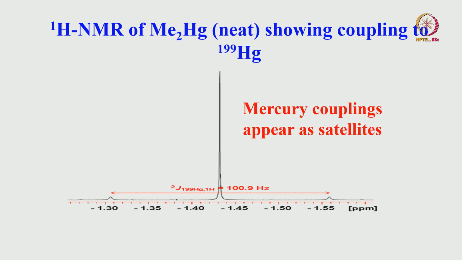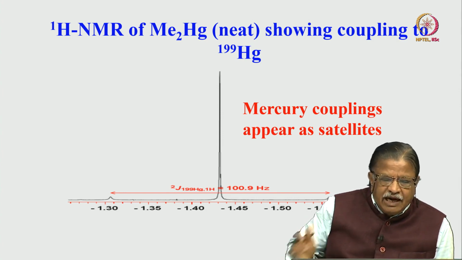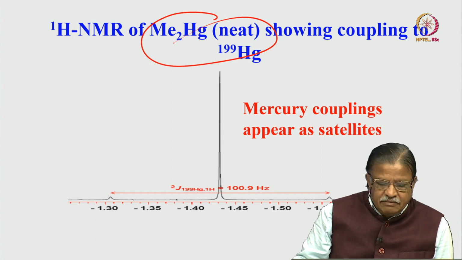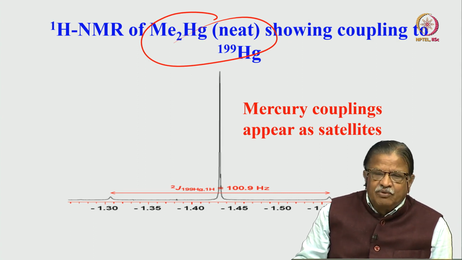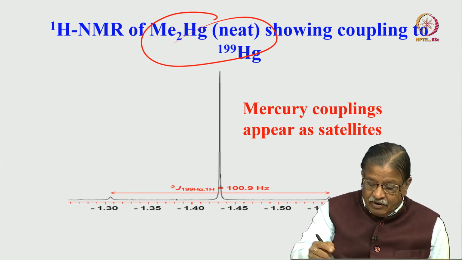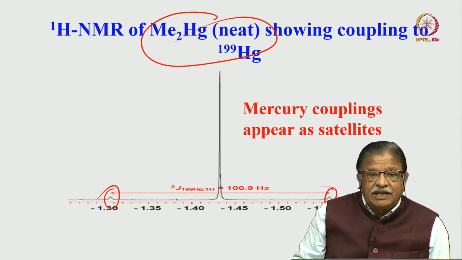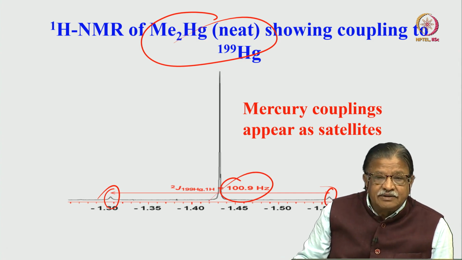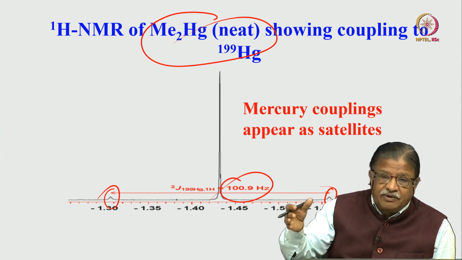Look at mercury. Mercury is another very low abundant nucleus. If I look at the proton spectrum of dimethyl mercury, mercury 199 is there, mercury 201 is also there, but mercury 199 is the one which is usually practiced. And look at these mercury satellites, the mercury coupling appears as satellites, and it is a huge coupling of the order of 100 hertz. See, heteronuclear couplings can have very large values.